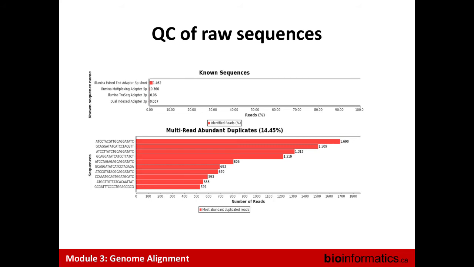Another type of QC you can do, and not so many people do it before alignment, is to look at the duplicates.